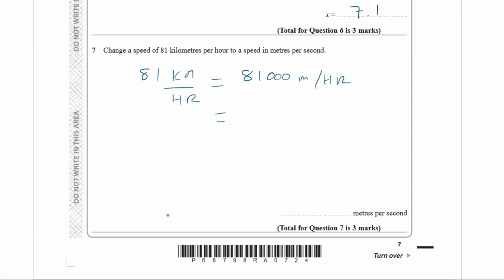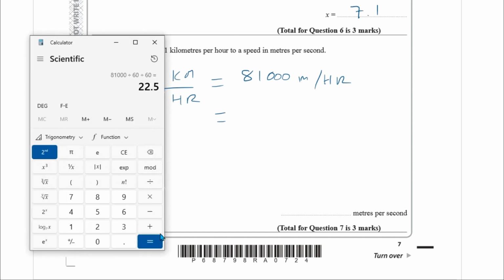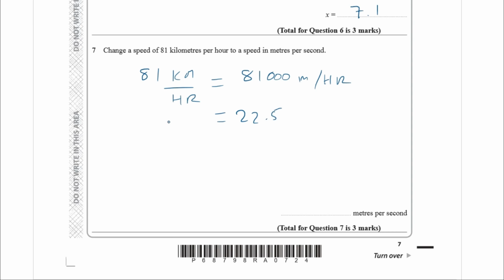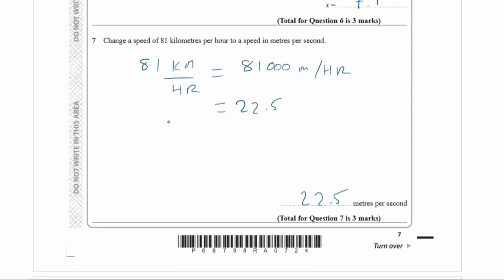Now perhaps you want to change your hours into minutes. So you could do 81,000 divided by 60, and then divide again by 60 to change that into seconds. But what you could really do is just do 81,000 divided by 60 times 60, which is 3,600. Using our calculator, dividing by 3,600, we get 22.5 meters per second. And this seems really good for 3 marks.